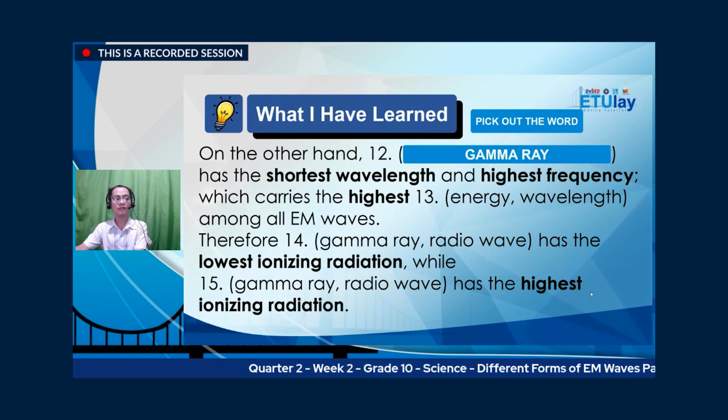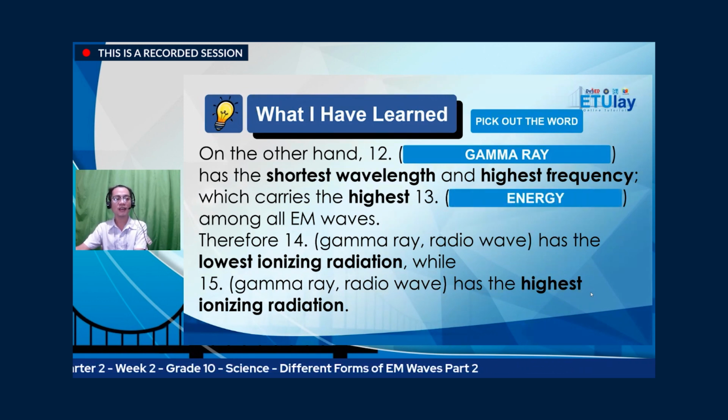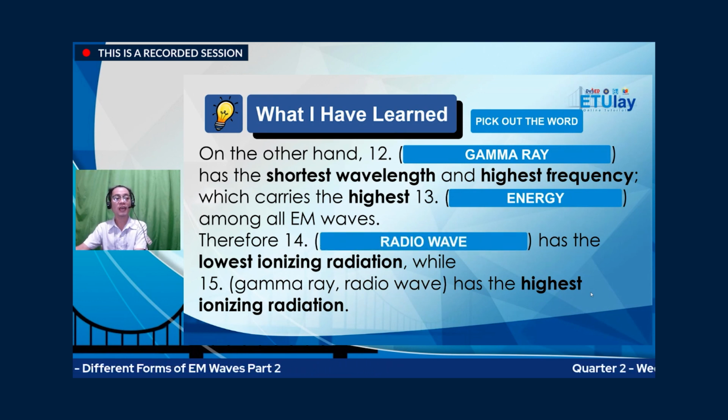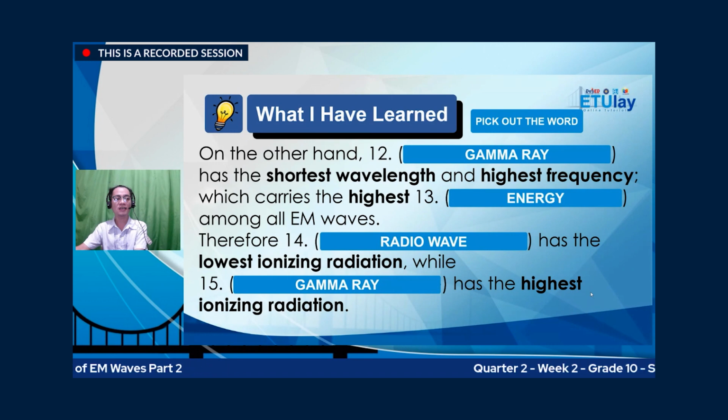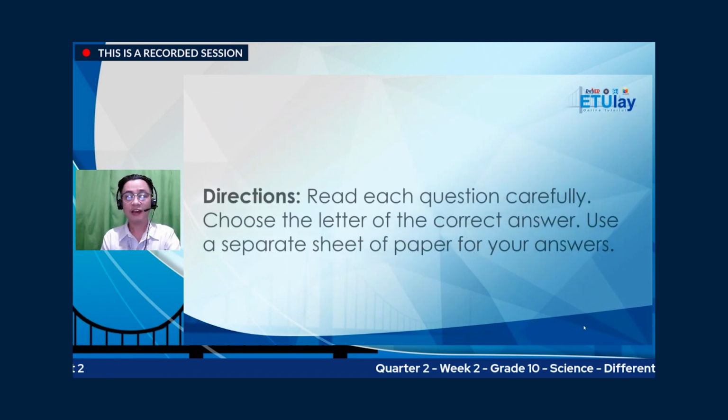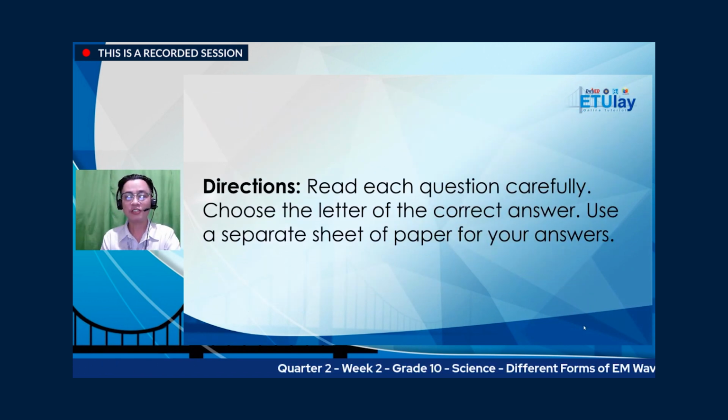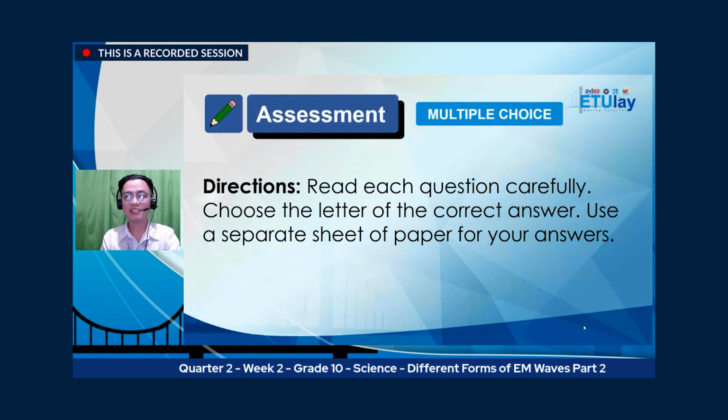The answer for number 12 is gamma ray. For 13, energy. 14, radio wave. And number 15, gamma ray. And now, let's move to the last part of our session. Let's answer now the assessment part.